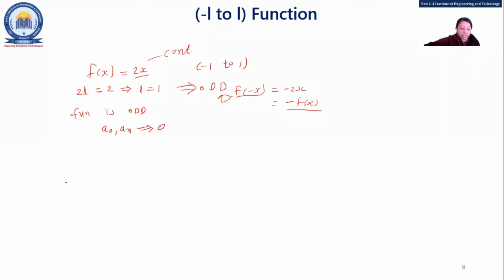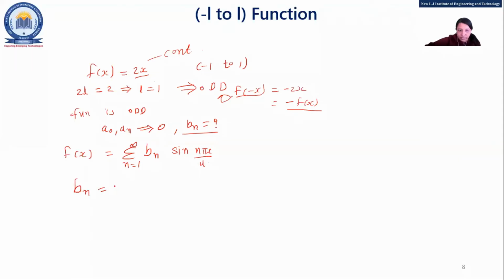Fine. So what do we need to calculate? Only Bn. Okay. And our Fourier series will become what? Fourier series, sigma n equal to 1 to infinity. See, all these steps are important, that's why I'm writing this. Otherwise, you can find Bn directly. Bn sine n pi x by L. Don't forget to put this L, because we are considering it in minus L to L. That's why. Okay.